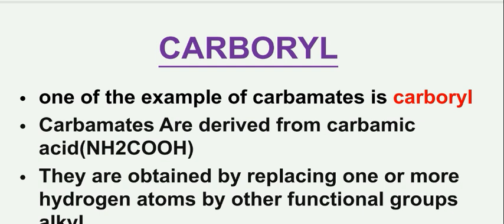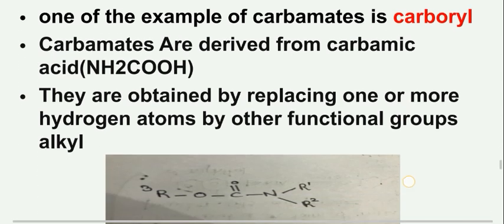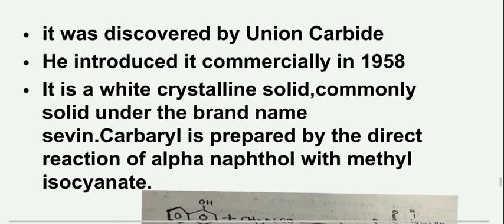One example of carbamates is carbaryl. Carbamates are derived from carbamic acid. They are obtained by replacing one or more hydrogen atoms by other functional groups, alkyl. It was discovered by Union Carbide, who introduced it commercially in 1958. It is a white crystalline solid commonly sold under the brand name Sevin.